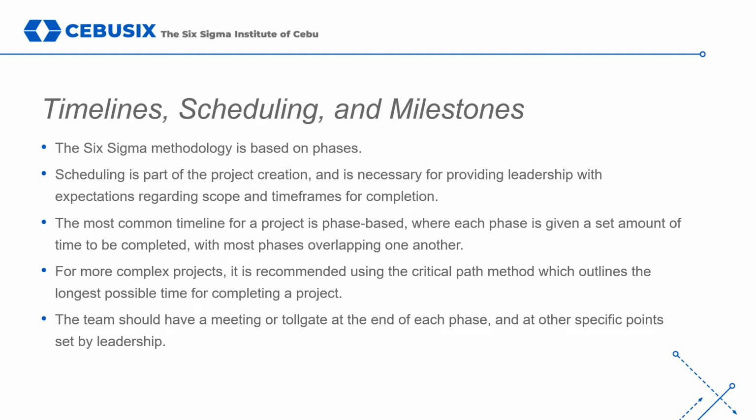DMAIC breaks up a project into 5 distinct phases: define, measure, analyze, improve, and control. Experienced Six Sigma experts with some data and information about a project and process can usually provide a very basic and raw estimate of time by assigning a certain number of weeks to each phase. It's also worth noting that most of the phases are likely to overlap.